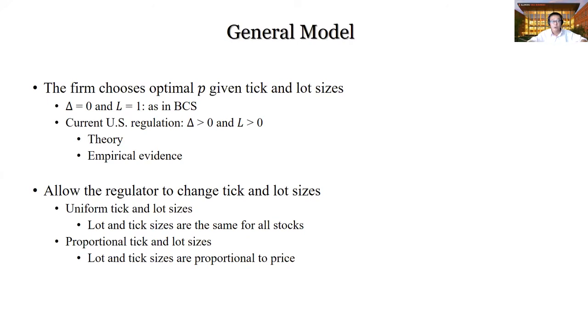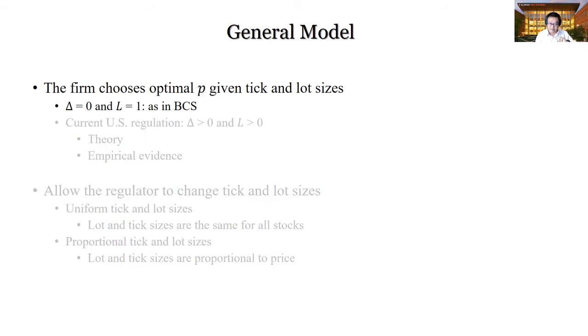And later I want to talk globally about different policy regimes. So we allow the regulator to change tick and lot sizes. We first consider uniform tick and lot sizes, so basically one size fits all: lot and tick size are the same for all the stocks, but you can change that. And later we will talk about uniform versus proportional tick and lot sizes. So let's go back to BCS.